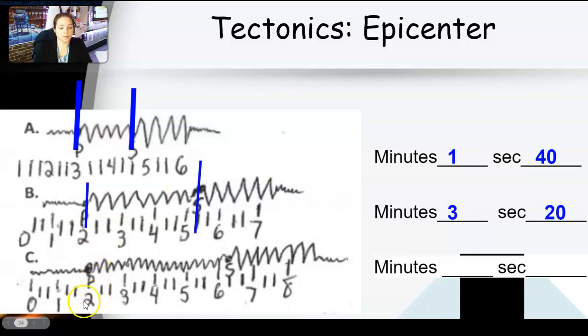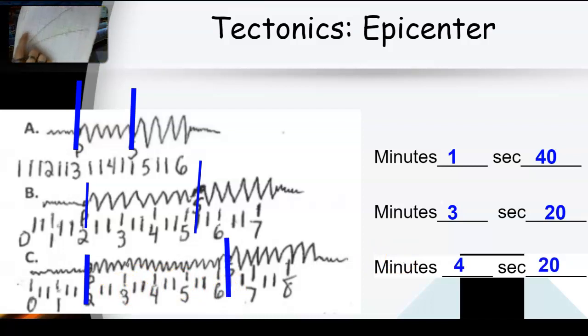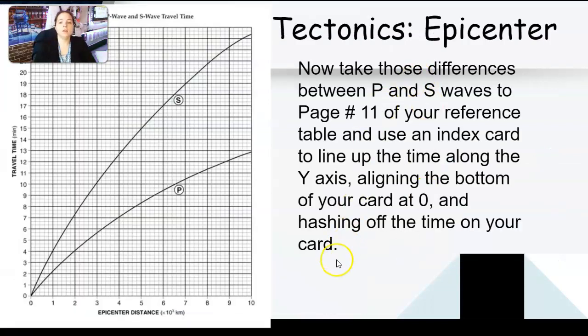And then last but not least, we have C, our third station, minimum of 3. P hits at 2, and then S all the way here at 6:20. So 6:20 minus 2 gives us 4 minutes and 20 seconds. That's the difference, and you'll see mine's a little bit green on the inside right here. So we're looking at the inside part. I like to shade it a little green. That way I know this is my differences, this is my lag time. Those are interchangeable words.